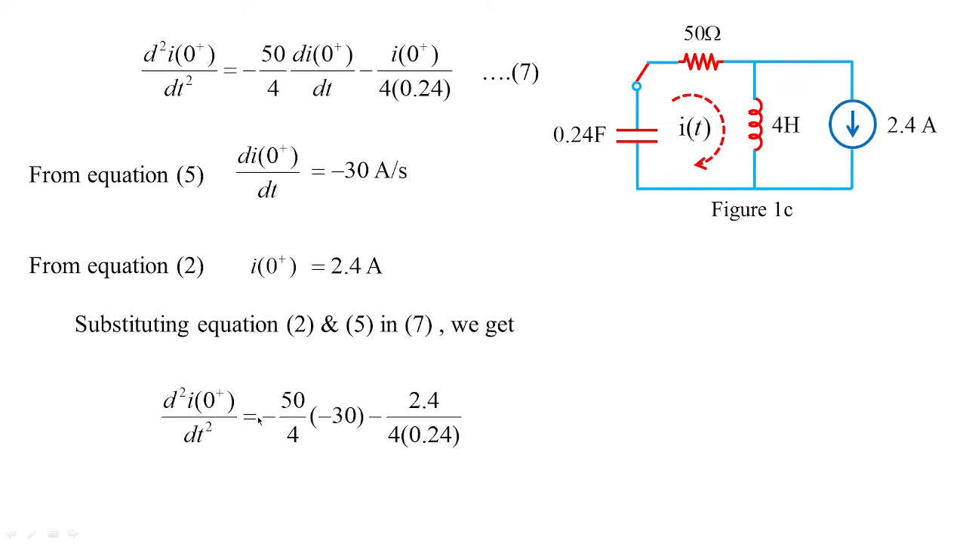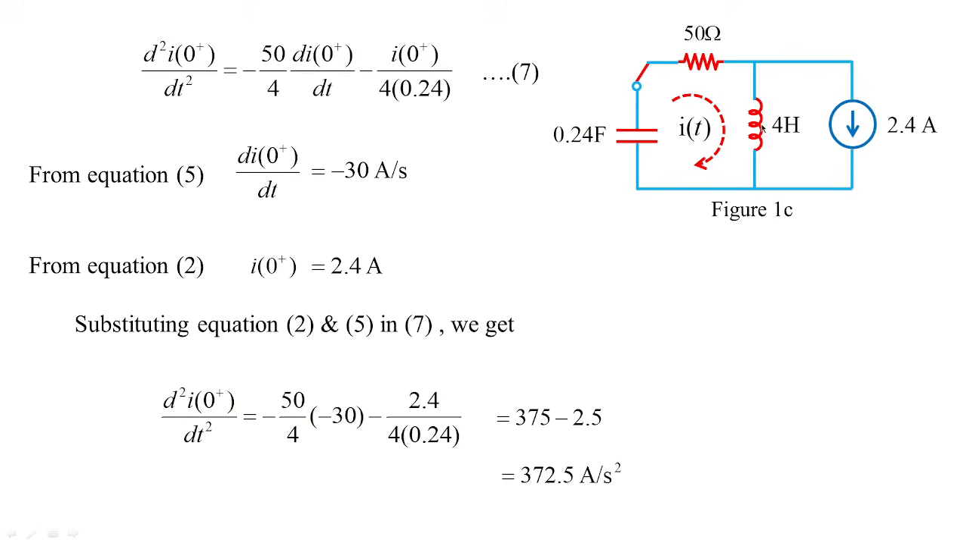Then we are going to get minus 50 by 4. Here the di by dt value is minus 30. So minus 30 minus I of 0 plus, which is 2.4. So 2.4 divided by 4 times 0.24. The mathematical calculation will give you the value as 375, that is, this value minus 2.5, since 2.4 divided by 4 times 0.24 will give you the value 2.5. So with this we get the acceleration of the current, that is 372.5 amperes per second square.